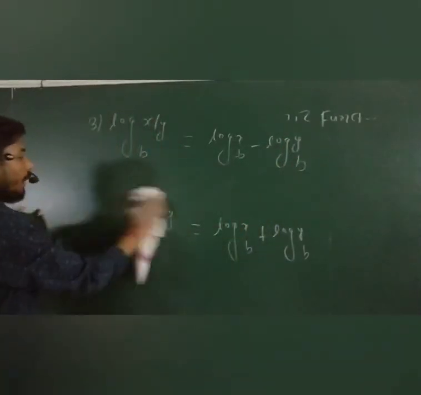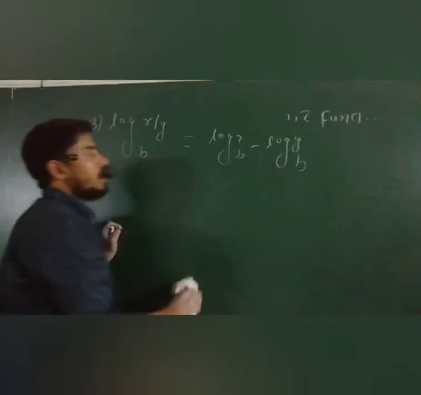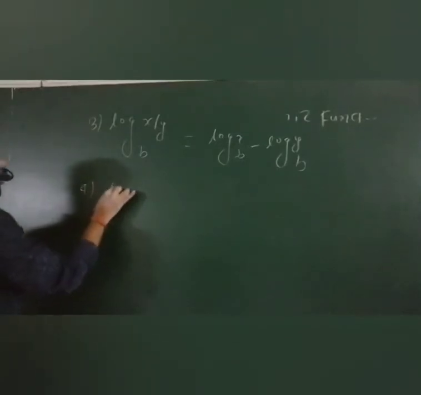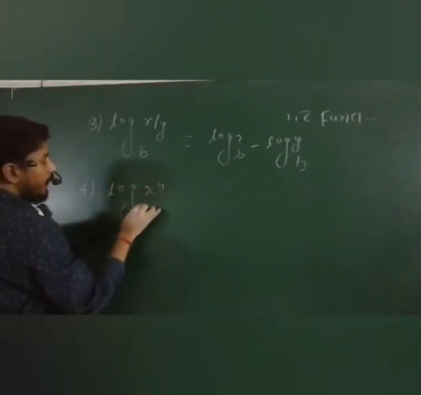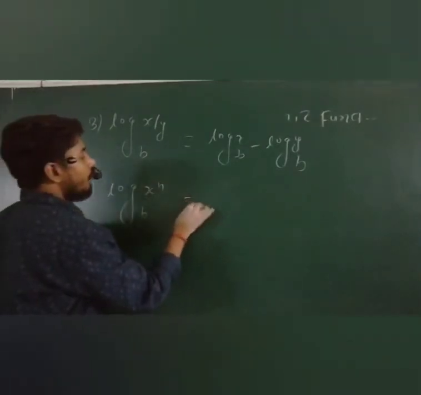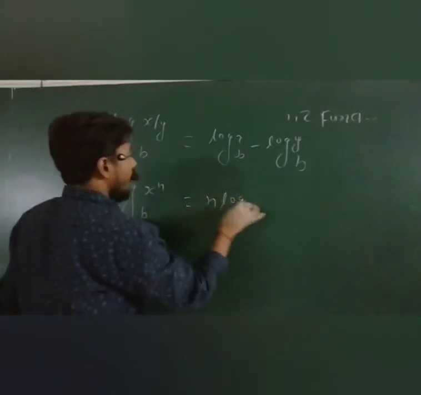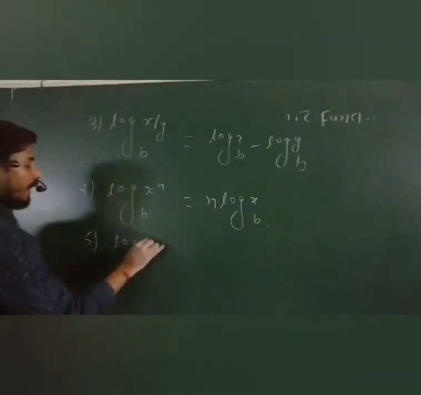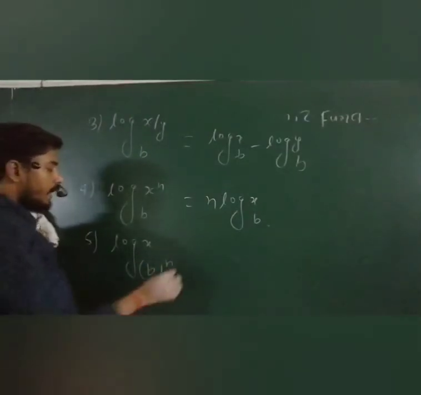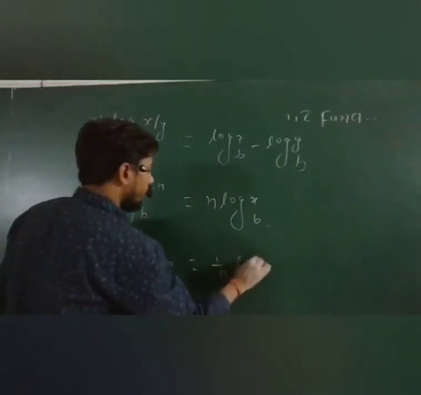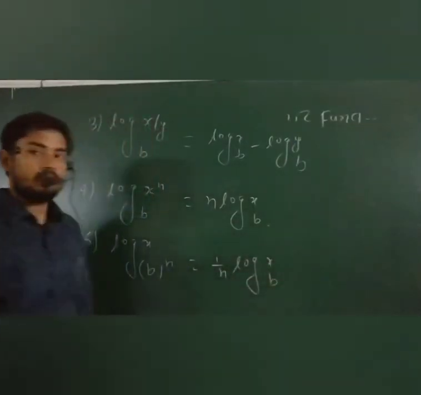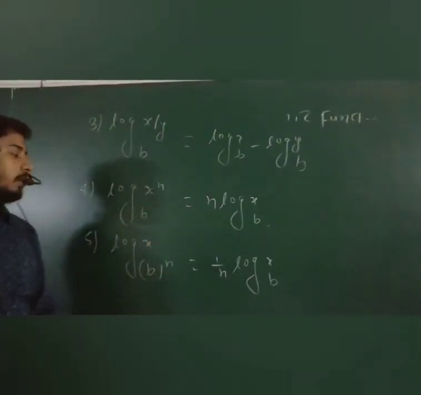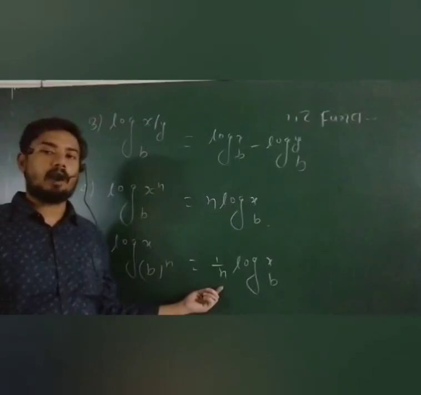So you have to keep in your mind: when it is multiple then plus, and when it is division then minus. Another, see the fourth formula. Log x power n with base b: this power will be outside. This becomes n log x base b. Fifth, see, log x with base b power n, then it becomes, my dear, 1 by n log x base b. So whenever there is a power of the argument, take it directly outside. Whenever there is a power of the base, then take the reciprocal outside.